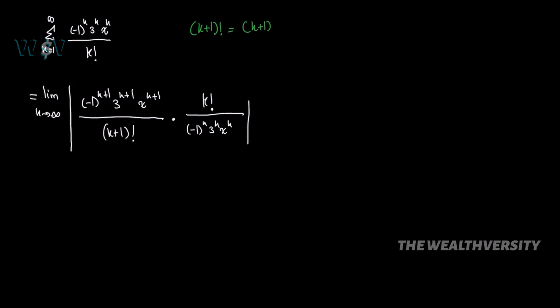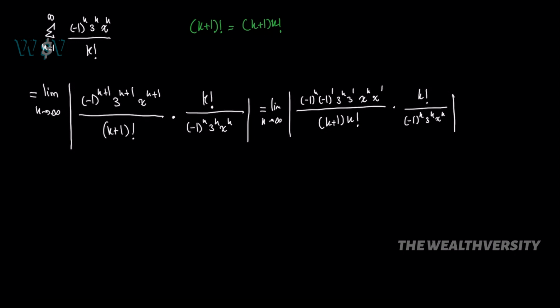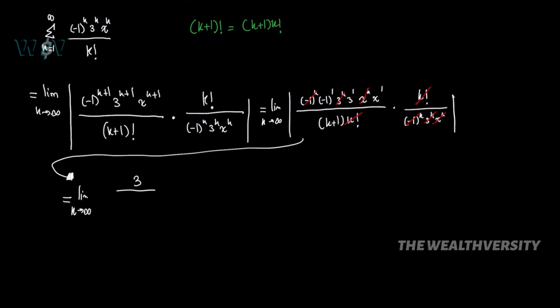Keep in mind that k plus 1 factorial is equal to k plus 1 times k factorial. And then we break up the exponents with the same base. And we can cancel negative 1 to the n, 3 to the k, x to the k, and k factorial. We will write out what we are left with, which is the limit as k approaches infinity for 3 divided by k plus 1 times the absolute value of x.